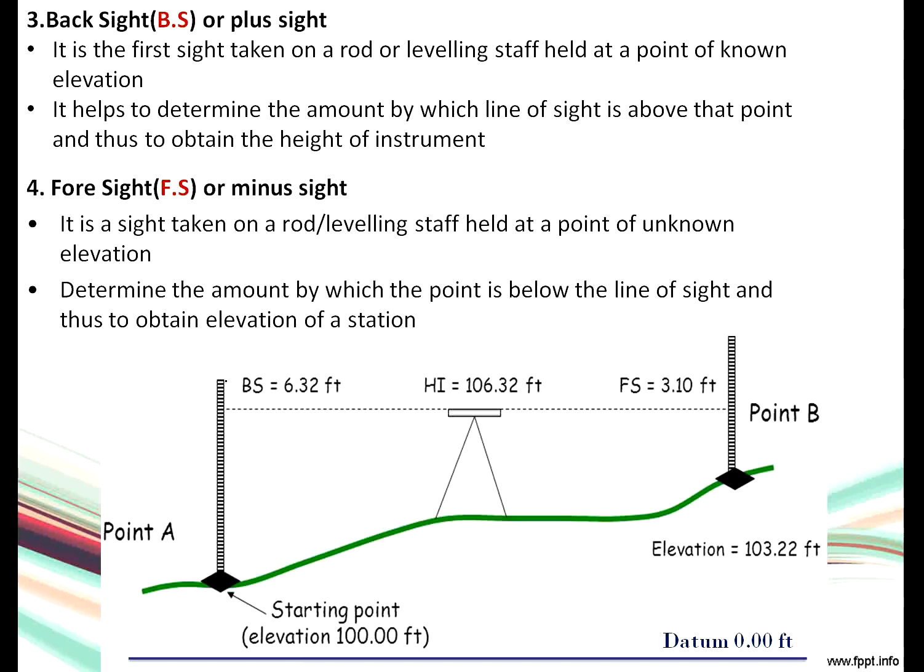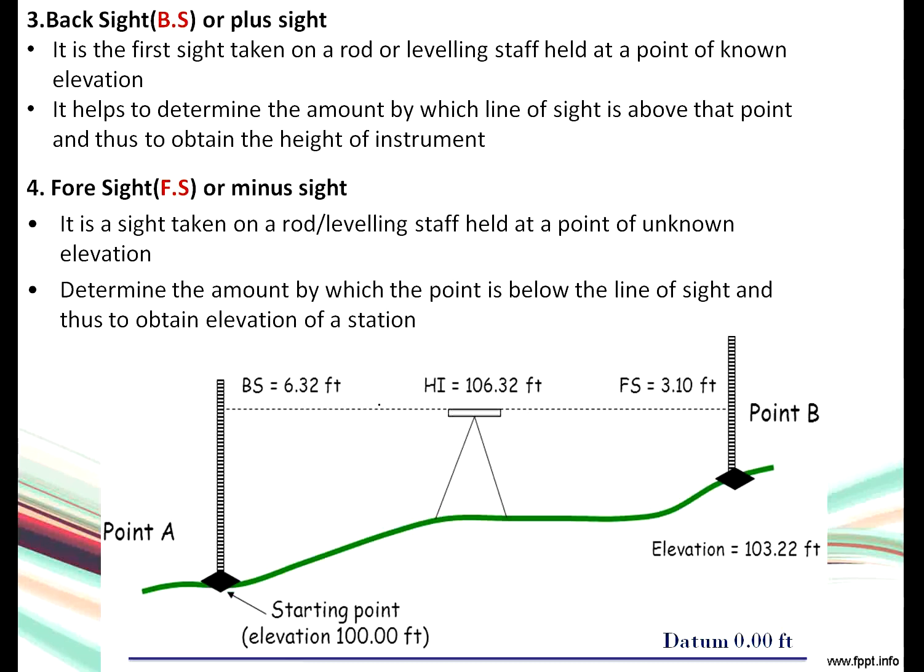Okay. Then if a staff is held at point A whose elevation is known, and we are taking a reading at this point A by keeping that leveling staff, then it is recorded as 6.32 feet. This 6.32 feet will be the backside reading. It is termed as the backside reading. So it is the first sight taken on the rod or leveling staff while a leveling work is started.